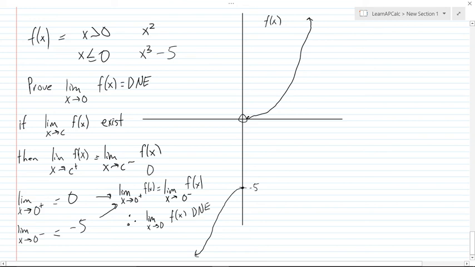You might want to write 0 is not equal to 5, -5. That might seem obvious, but, and I don't think it's necessary, but you know, why take your chances? It takes 2 seconds to write. So this is how we would prove that a limit doesn't exist if I were taking the AP test.